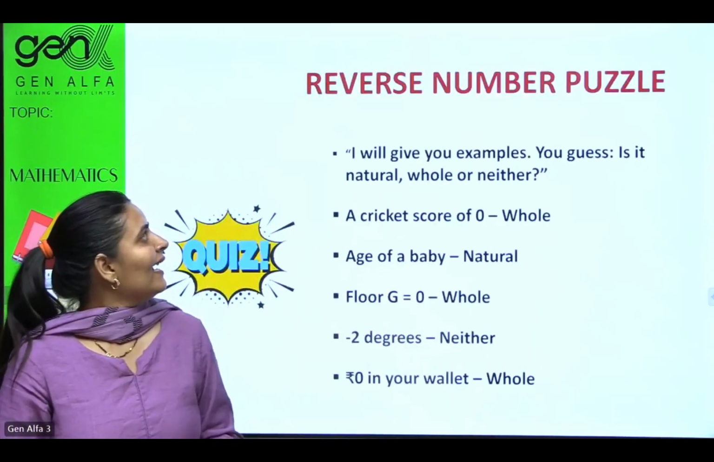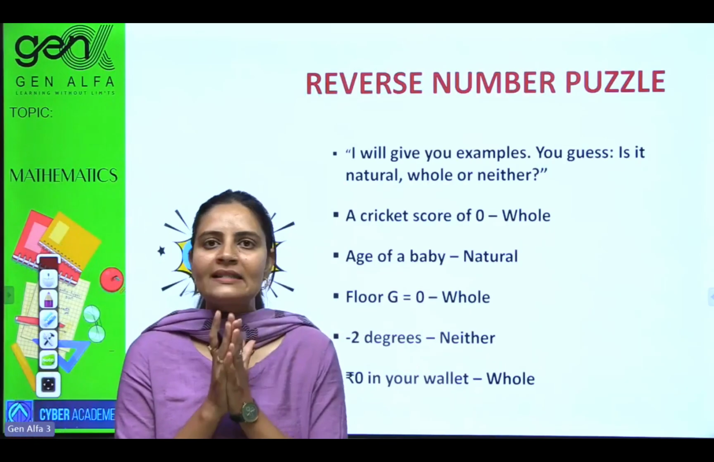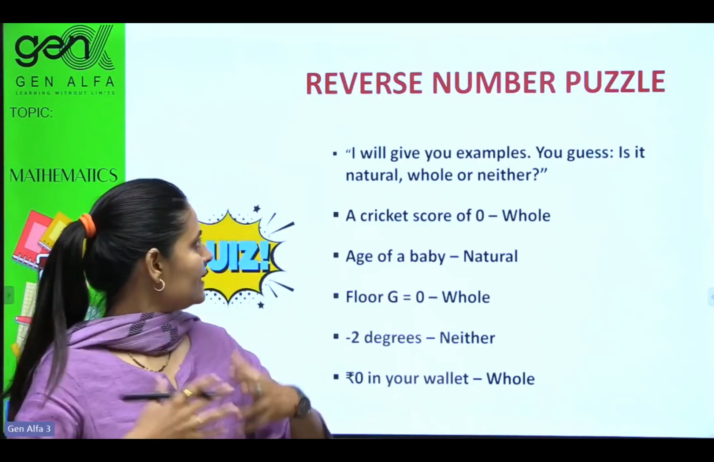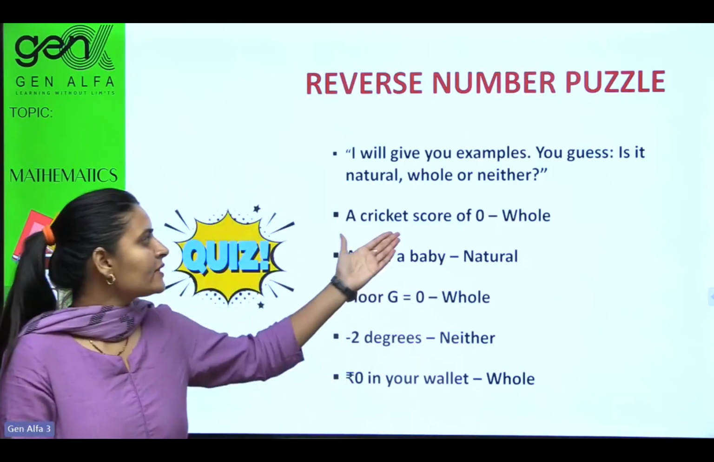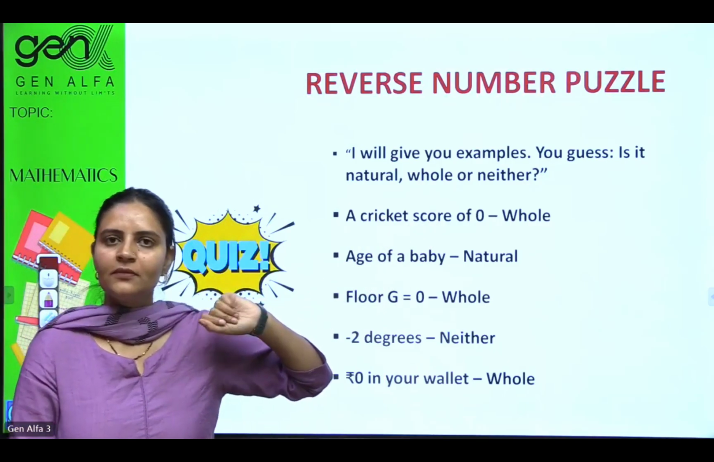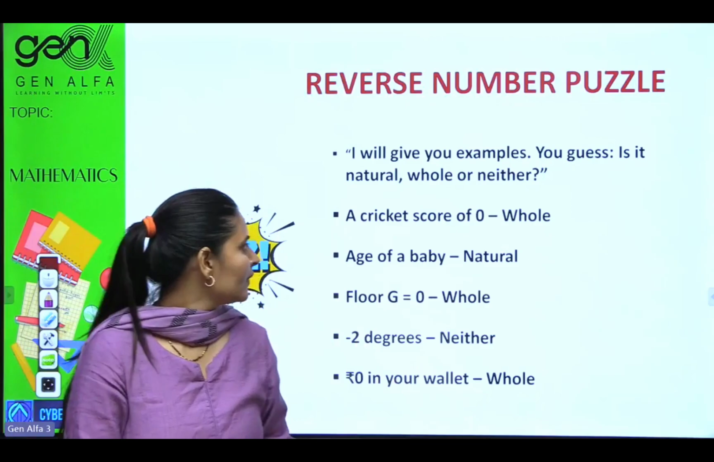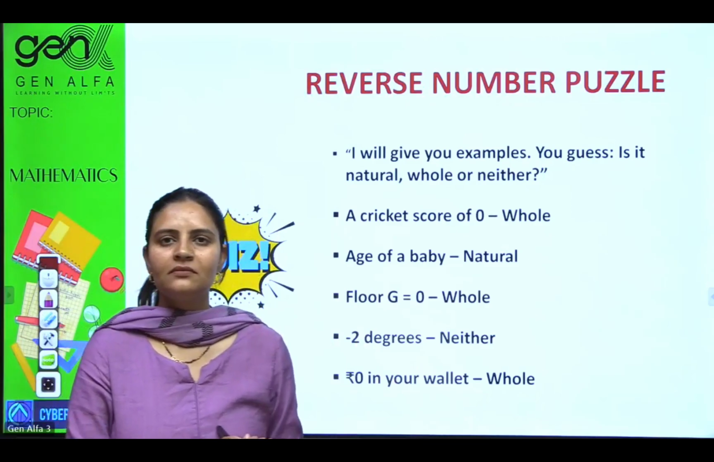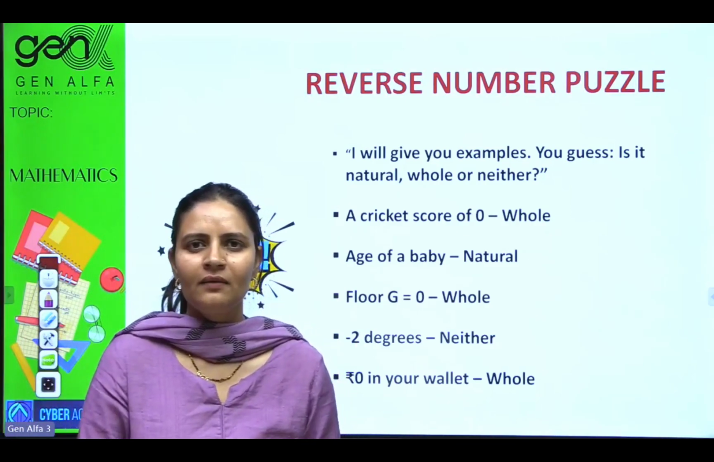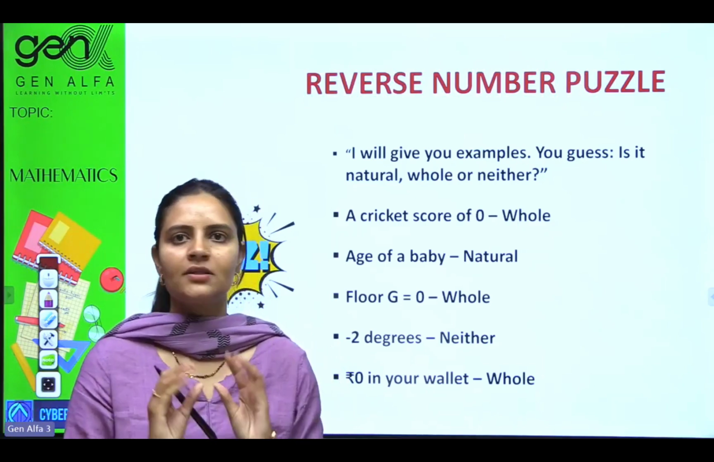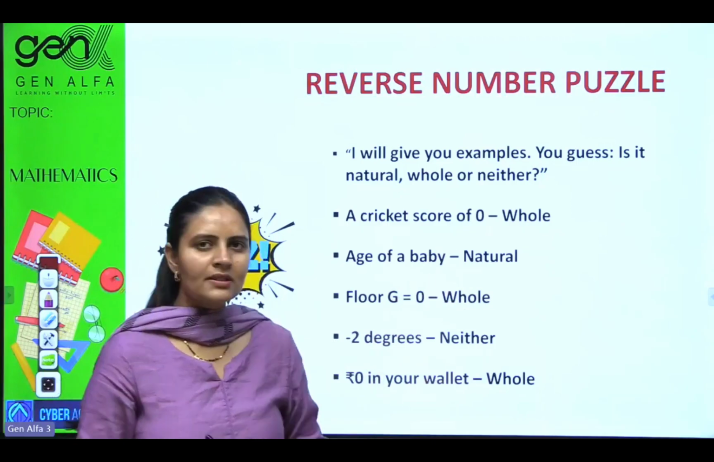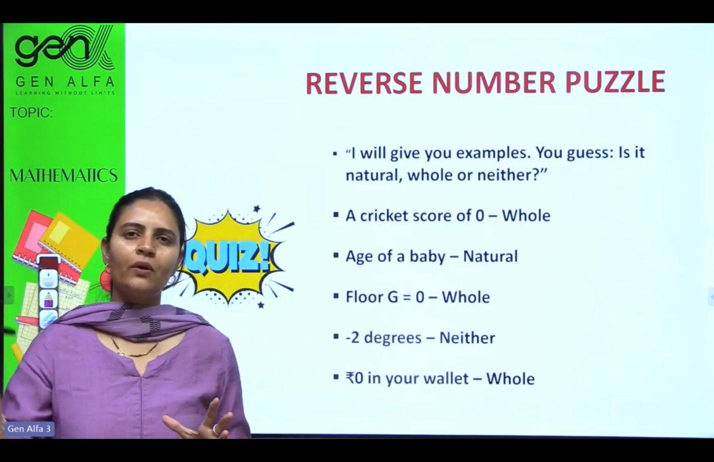So I will give you some examples. You have to guess. Is it natural, whole, or neither? A cricket score of 0. Whole numbers, 0 is there. Age of a baby. It cannot be 0. It could be in months, 0 years, but 0 days. No. Natural numbers. It would be always one day keeps on going along with the months and the years.